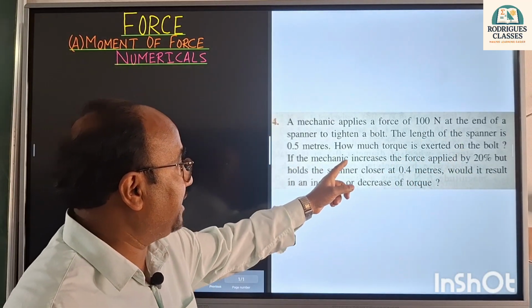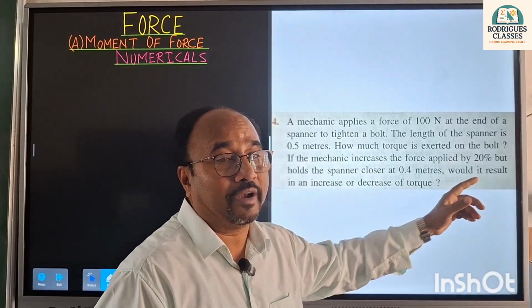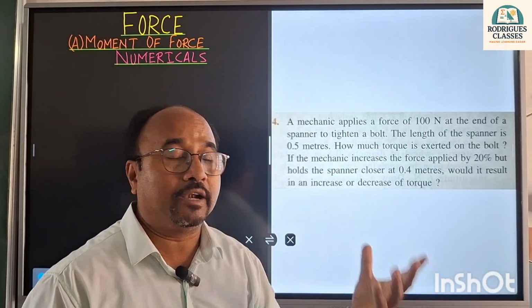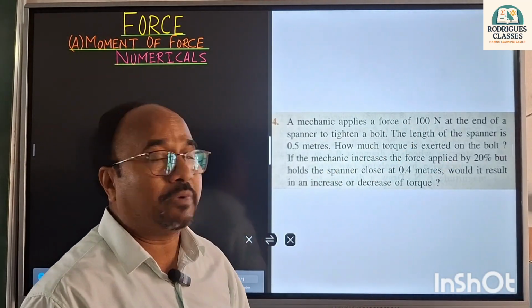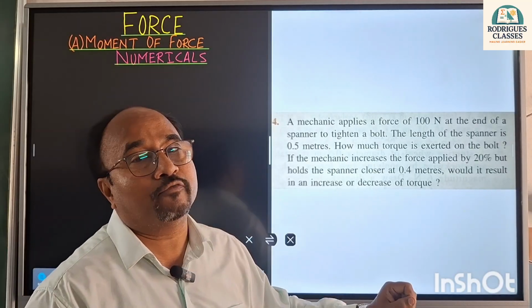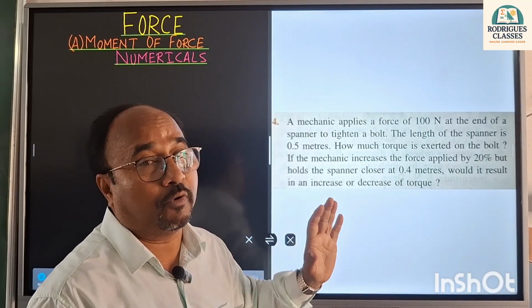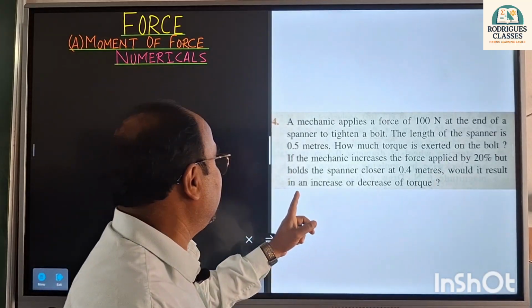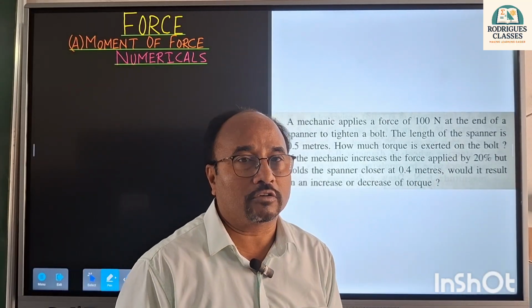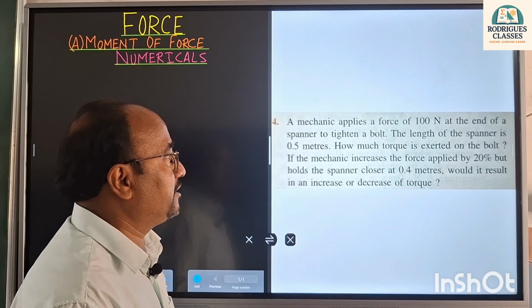Then it says that the mechanic increases the force applied by 20%. So this force will increase by 20%. But hold the spanner closer at 0.4 meters. So it is closer at 0.4 meters, not closer by 0.4 meters. Would it result in an increase or decrease of torque? So we can calculate and see whether it will increase or decrease.